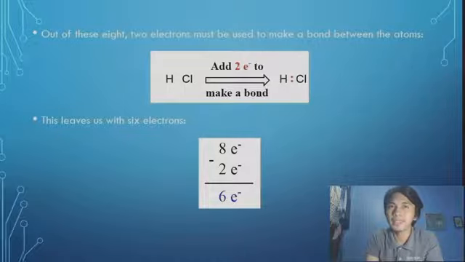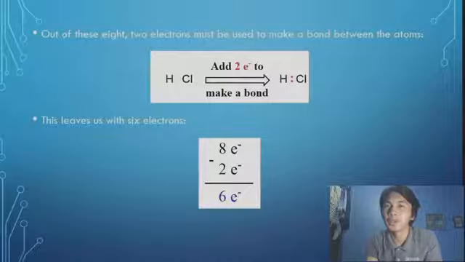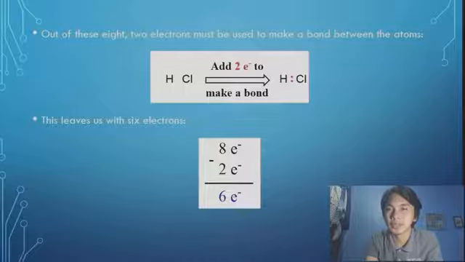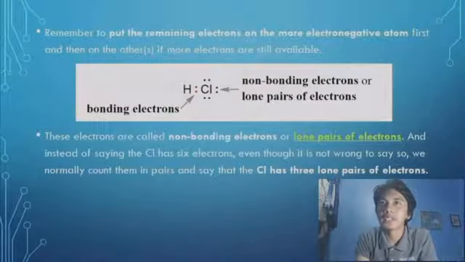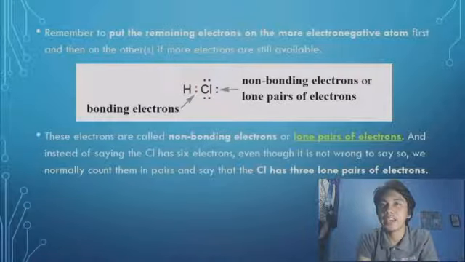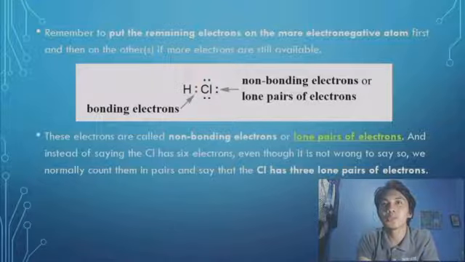The next one, this leaves us with 6 electrons because we have already paired the 1 electron from the hydrogen and 1 electron from the chlorine. So they are merged. So we have the remaining 6 electrons. Remember to put the remaining electrons on the more electronegative atom first and then the other if more electrons are still available. So the 6 electrons go to the chlorine.